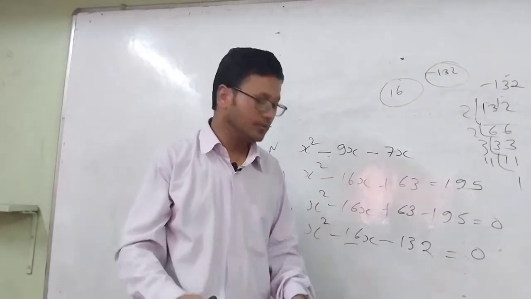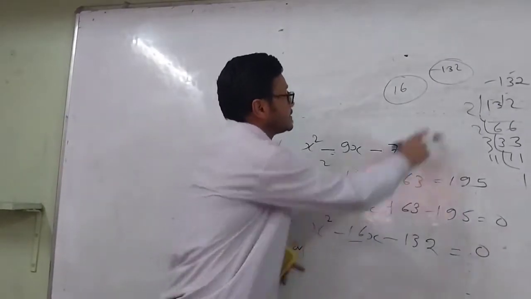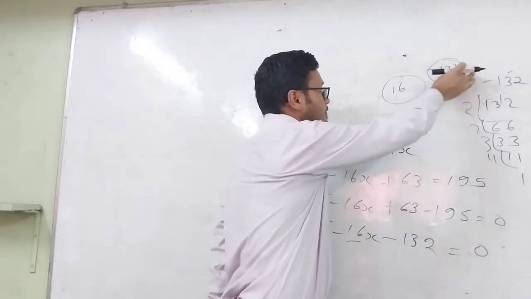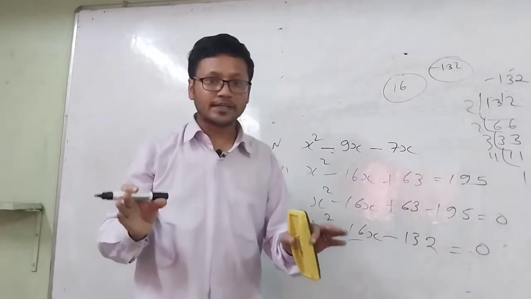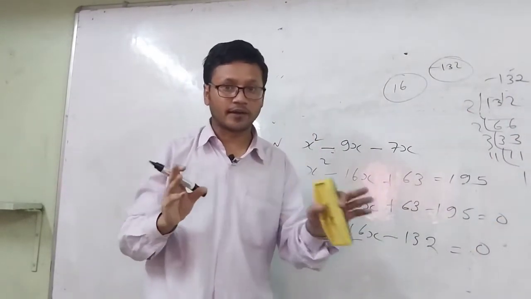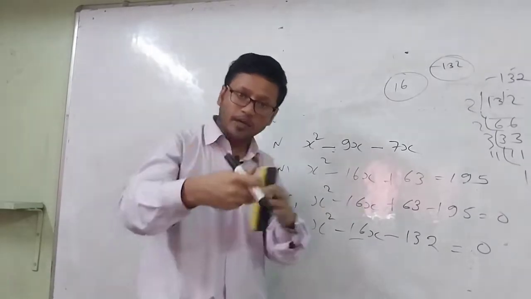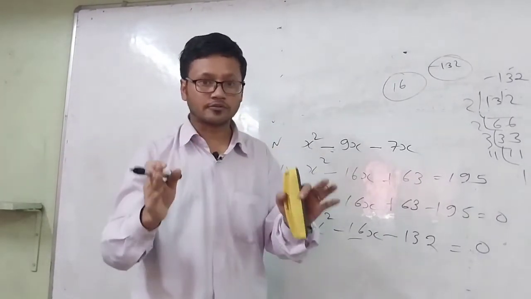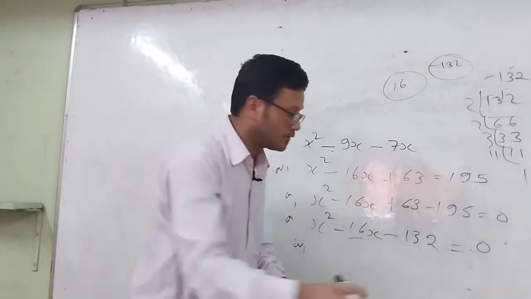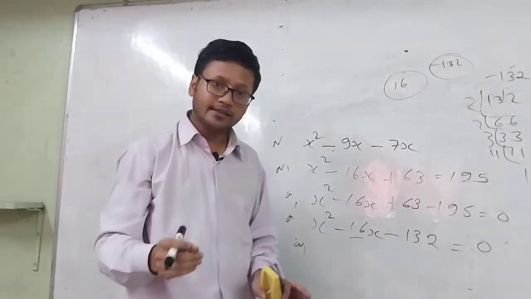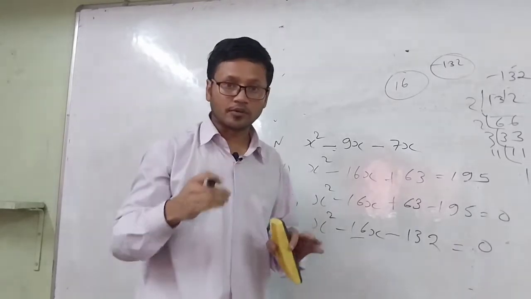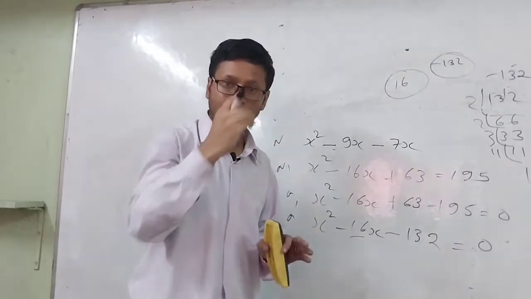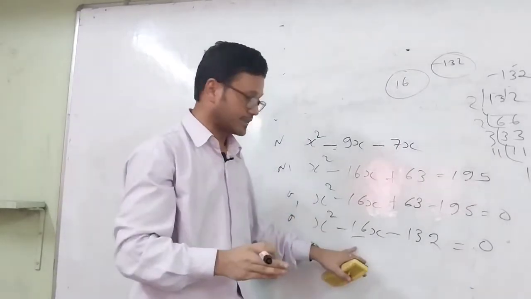Again I will tell you. First, plus into minus, minus 132. After taking the 132, take the LCM. Now we need to find the factors, and the two numbers. When we multiply the two numbers, the product should be 132, and when you subtract one number from the other, you must get 16.